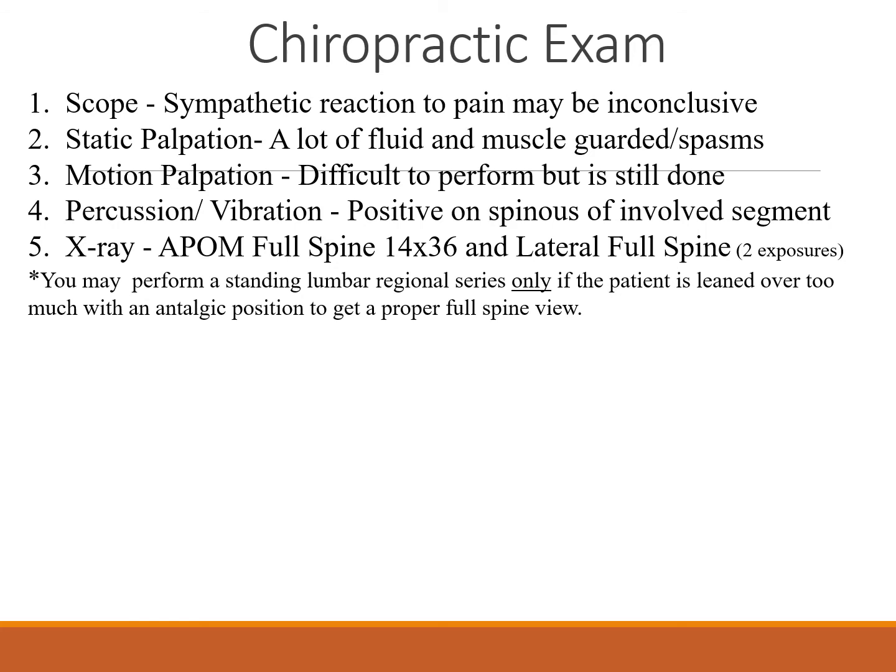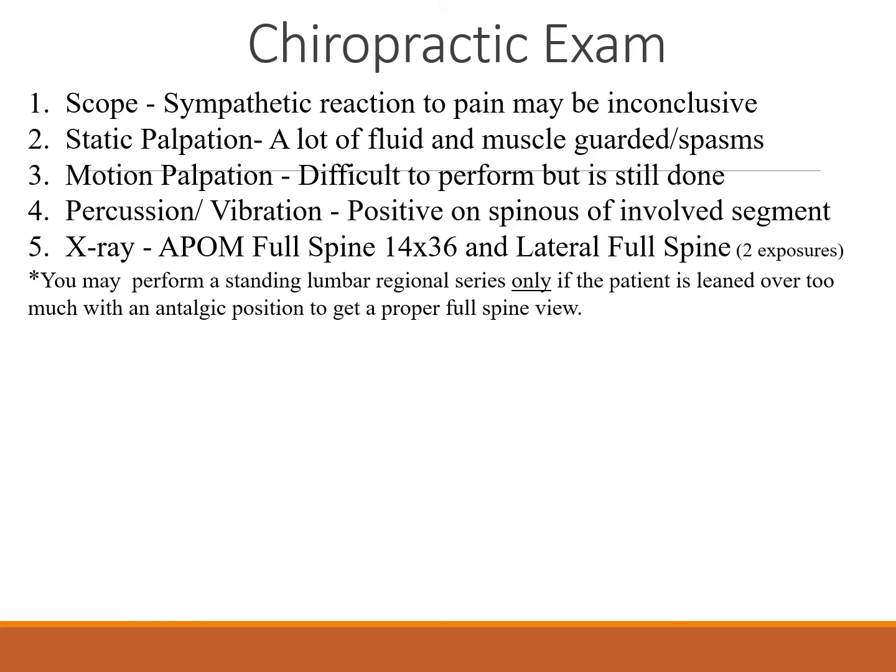And Gonstead, as in all of our patients, we do our x-rays, our A to P full spine 14x36 and our lateral 14x36 film. You may perform the standing lumbar regionals only if the patient's antalgia has them leaned over too far to get them in the view of the full spine film. What we'll do later is we'll take our full spine films after the patient's antalgia has subsided and they're standing up to their normal posture.